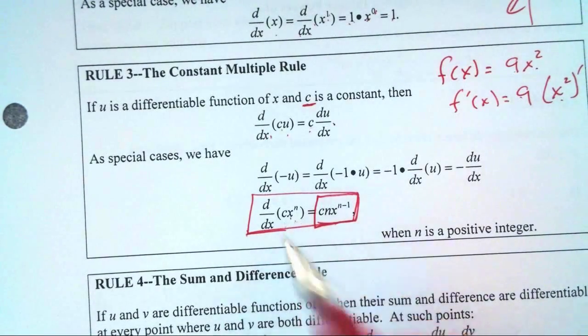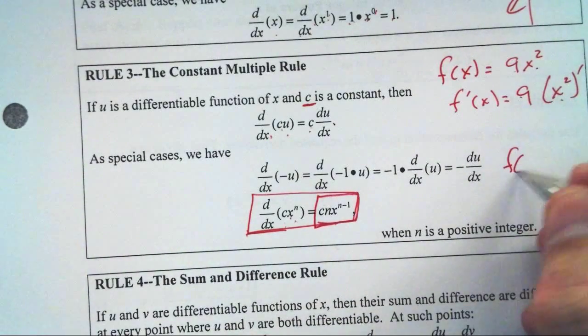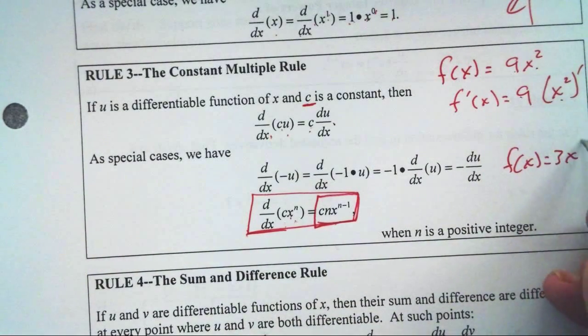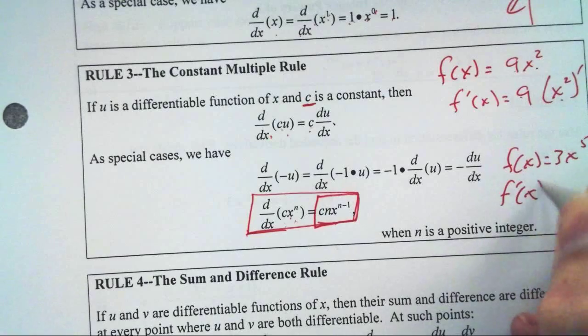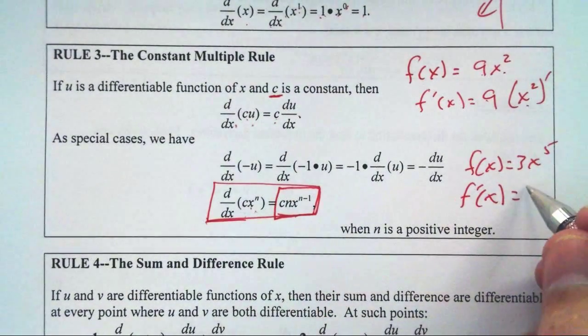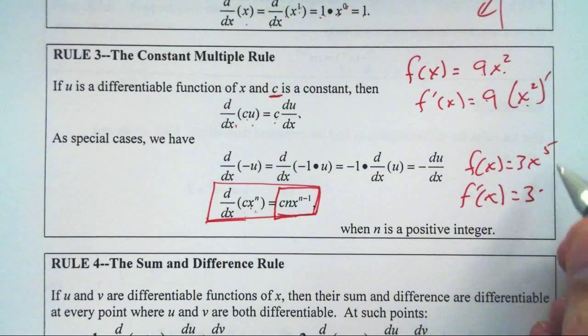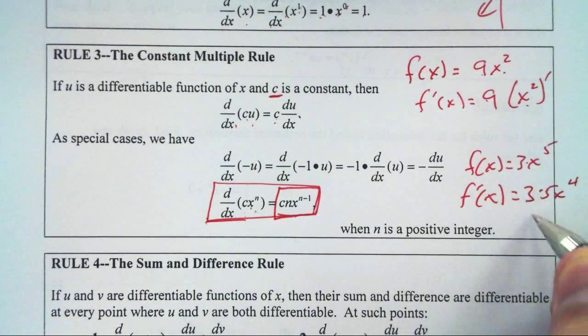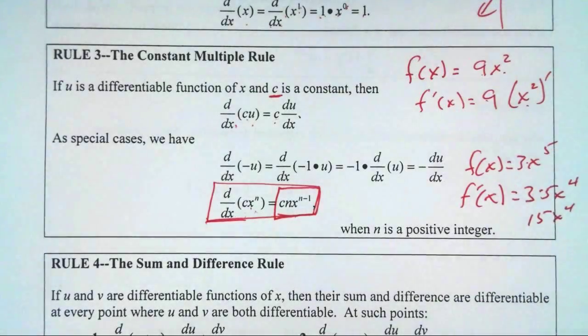If I've got a constant, so this is like f of x equals 3x to the 5th, f prime of x would equal, what do we do? Well, we really just take the 5, pull it out, bring the 5 down, take the 3, pull it out, bring the 5 down, x reduced by 1, 15x to the 4th.